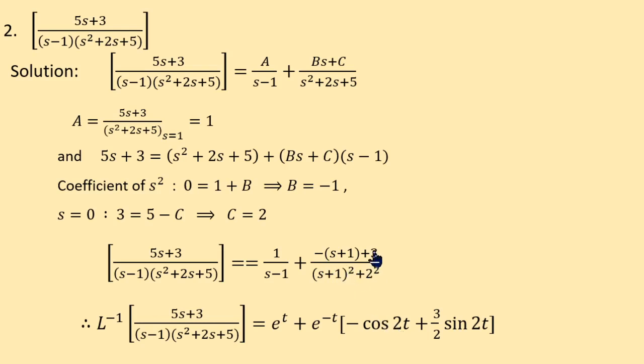And one more term is 3 by s square plus 2 square, 3 into 1 by s square plus 2 square, 1 by 2 sin 2t. So 3 into 1 by 2 means 3 by 2 sin 2t. So this is the final answer for L inverse of this function.